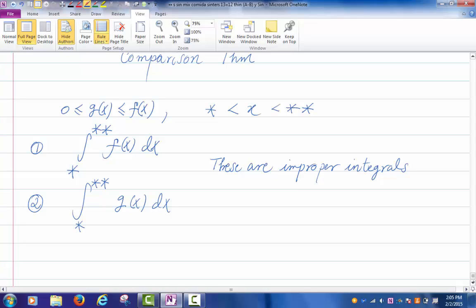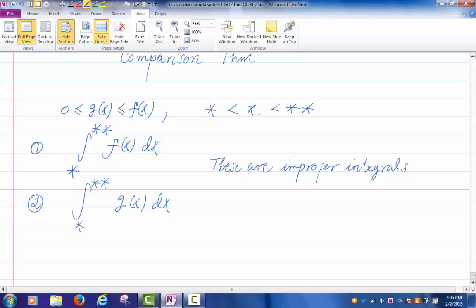Then look at the graph of g, right? The integral represents the area below the graph, right? So f is above g, right? So integral of f is convergent says what? The area below f is finite. Well, then the area below g has to be finite, so the integral of g has to be convergent, right?